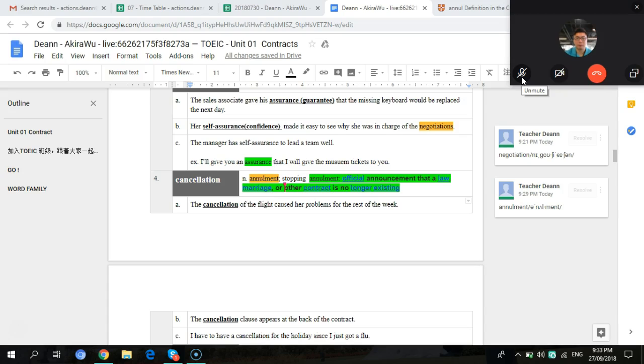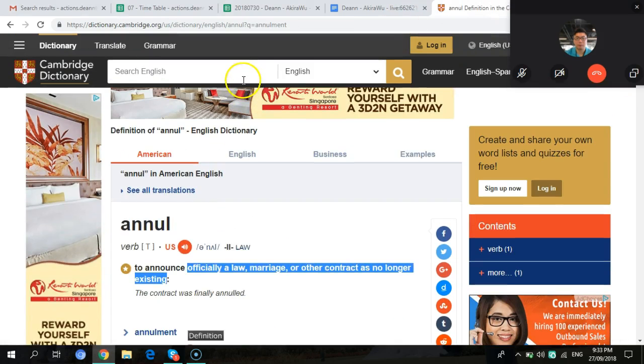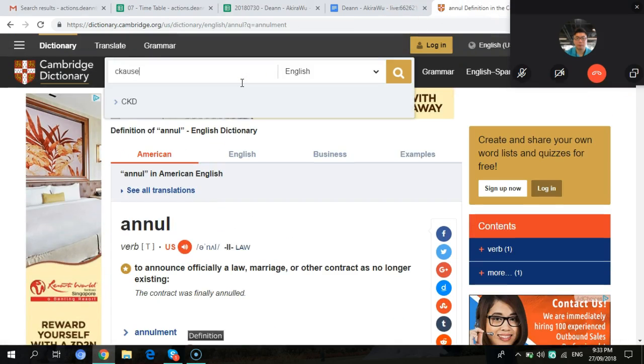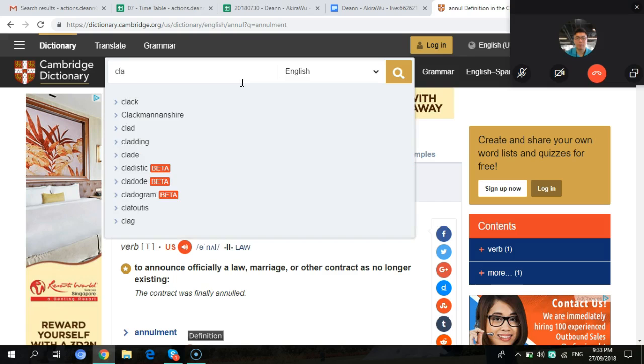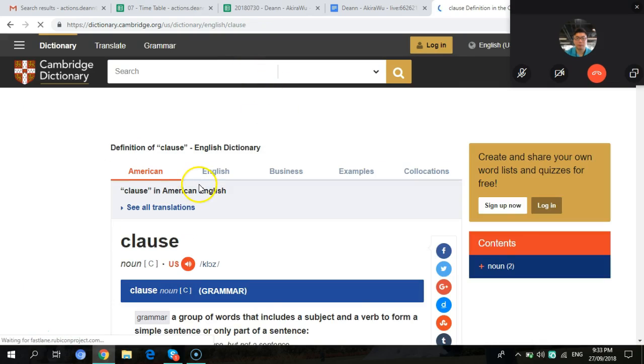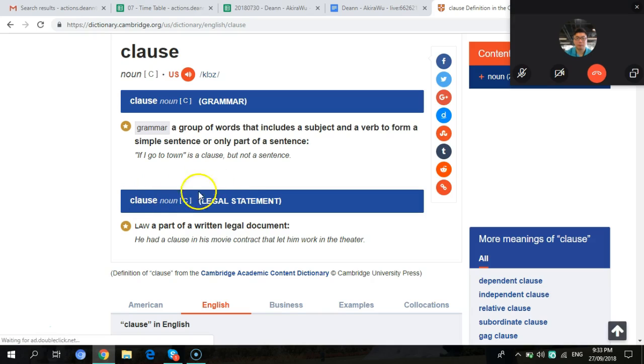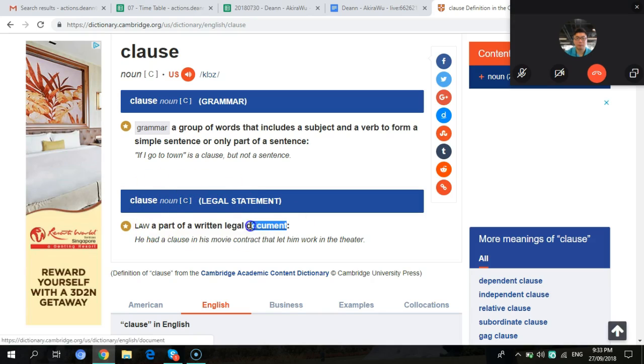Next, the cancellation clause appears at the back of the contract. So clause there means it's like the terms. Okay, a written part of the legal document. So that is a clause.